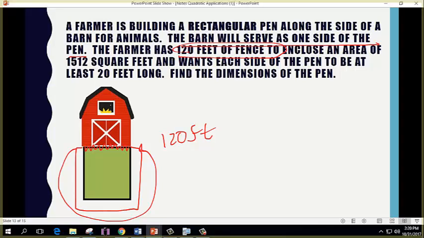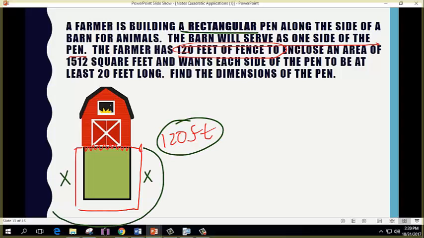Now here's the deal. We don't know what these dimensions are, so you can pick any one of these. Since we know it is a rectangle, all of these are going to be rectangles to make it easier on you guys. I'm going to pick the width here and say that this width is x, which means that this width is x. If the entire perimeter here is 120 feet, we can take 120 feet and subtract off these two x's to give us this length right here.